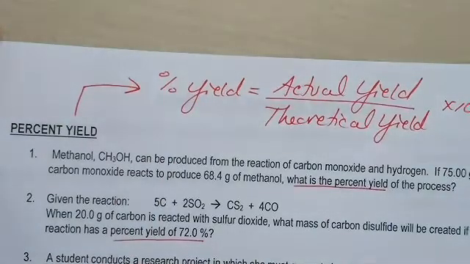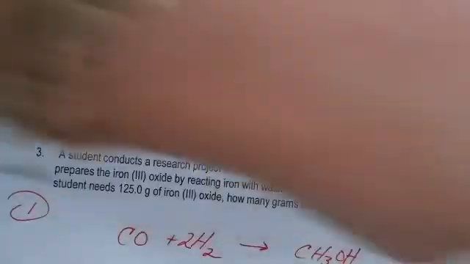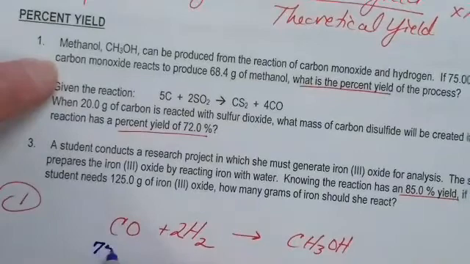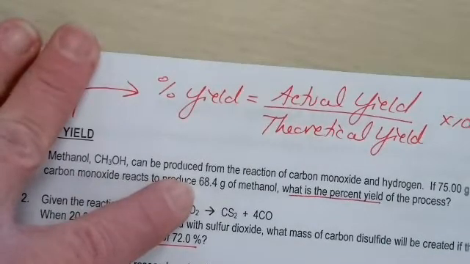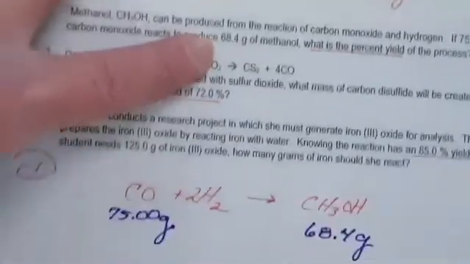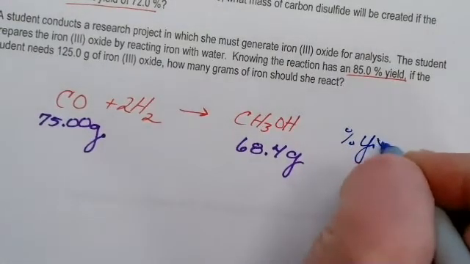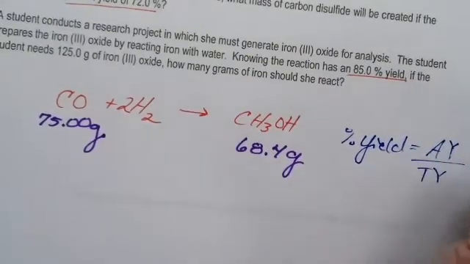So the percent yield is always talking about a product. Always. So to make cookies, you have your separate ingredients, the egg, the flour. When it says 3 dozen, it's talking about the chocolate chip cookie, not what I put together. Okay. So if we take a look, if 75 grams of carbon monoxide reacts to produce 68.4 grams of methanol, what was the percent yield? All right, so I know I'm going to probably employ the equation actual yield over theoretical yield times 100.